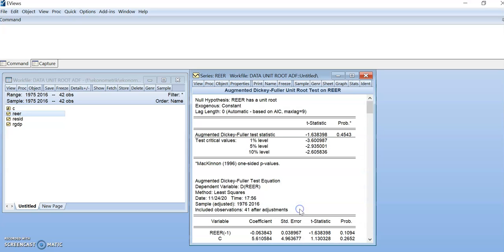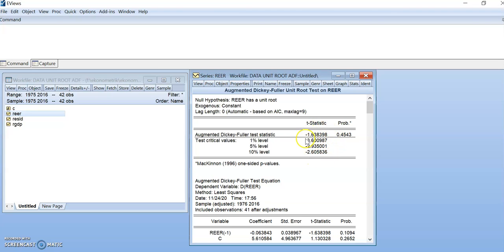So you click OK. As you can see here, the probability is more than 5%, which is 0.45. If you times it with 100, it becomes 45%. Now here it is more than 5%, so we can say that at level form, the variable is not stationary, because the probability is more than 5% and the t-statistic value is less than the critical values.